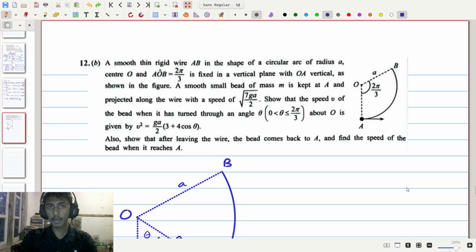2025 A-Level Combined Mathematics Paper 2 Part B, question number 12, Part B. Part A of the same question we discussed in a previous video, link in the top right.